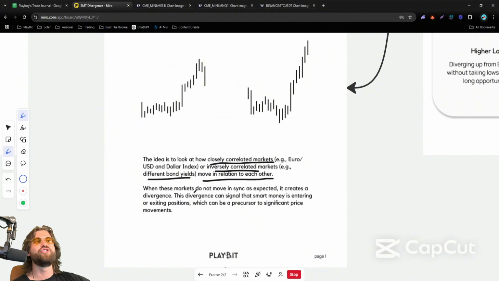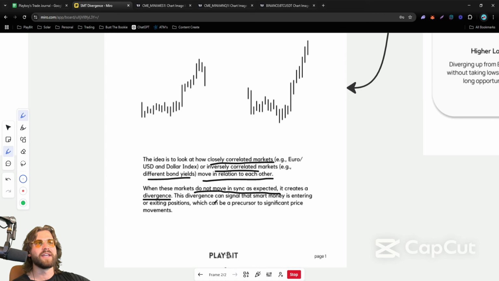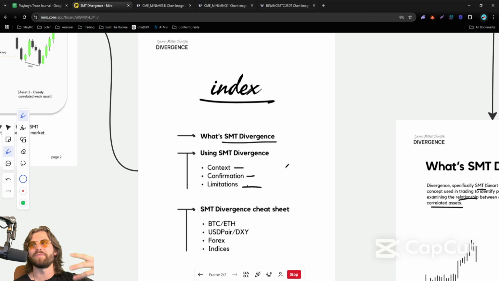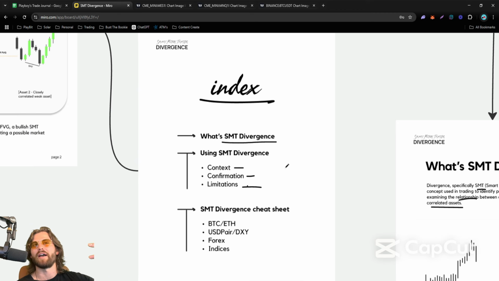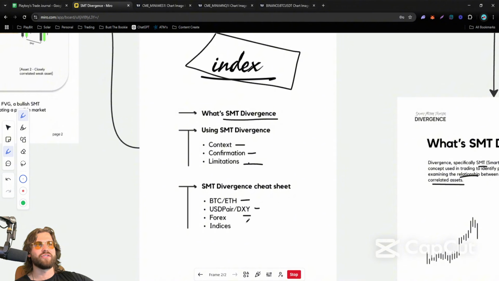When these markets do not move in sync as expected, it creates a divergence, which is opportunity. Divergence is your opportunity, and that's the key idea in this entire video. This divergence can signal that smart money is entering or exiting positions, which can be a precursor to a significant price movement. So the reason we want to define and figure out where SMT lives is because it can signify a potential massive move, which means potentially more money. What's SMT divergence? This is what you're going to learn today. In the index, context, confirmations, limitations. I'm going to give you a cheat sheet for all of these as well.